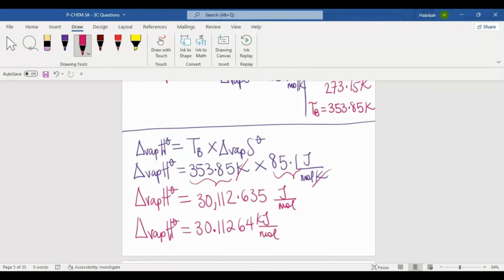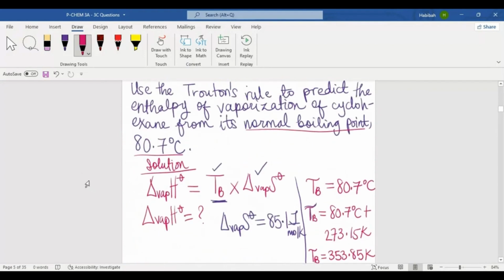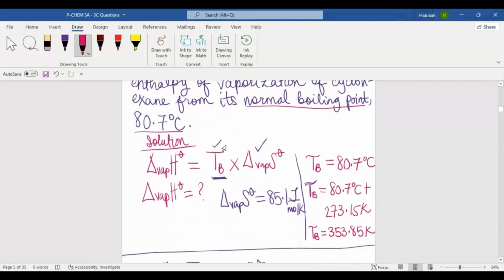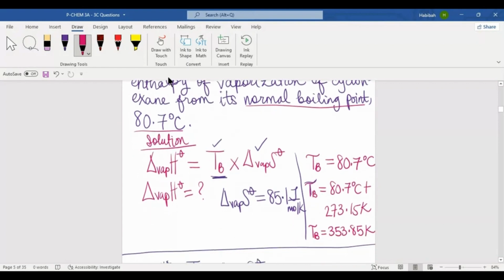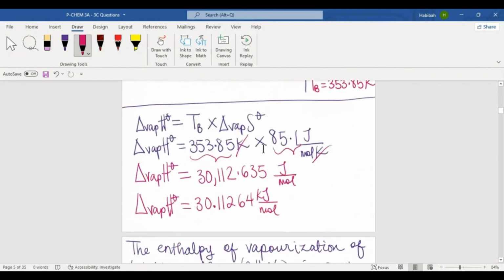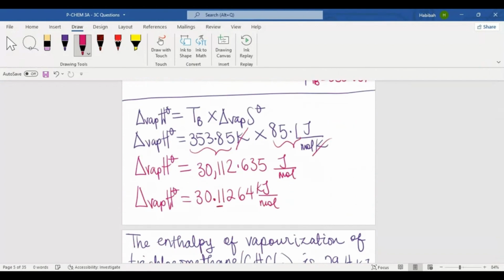But our work is not done. Because we're dealing with a question in chemistry, we have to look at the sig figs so that we can put in the proper answer. We're given the normal boiling point to be 80.7 degrees Celsius, so our answer will have to be in 3 sig figs, as well as the change in entropy of vaporization, which is also in 3 sig figs. So we end up having the change in enthalpy of vaporization for this particular question to be 30.1 kilojoule per mole. So this is the answer to this question.